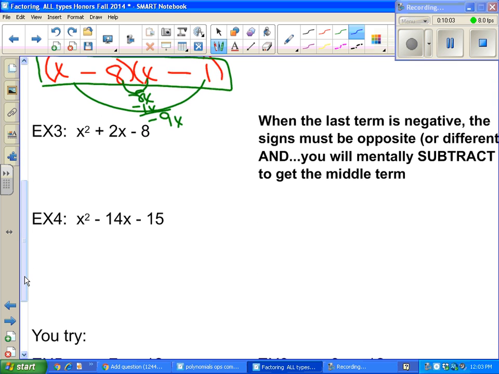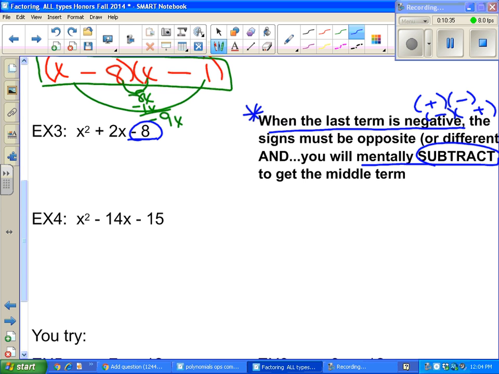All right. Example 3. Another occasion when, if you want to pause the video and write this in your notes: when the last term is negative, the signs must be opposite. So that means that they've got to be plus, minus, or they can be minus and plus. But the signs have to be different, and you will mentally subtract to get the middle term. So notice in example 3, this time my last term is -8. So I'm going to mentally have to subtract to figure out how to get the middle term of 2.